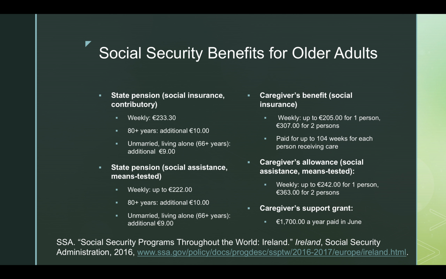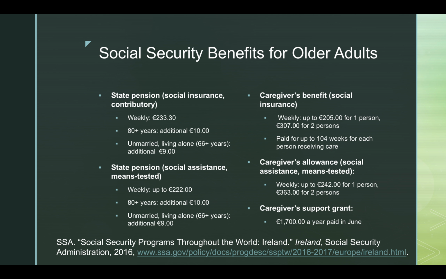One thing that I really thought set Ireland apart when researching Social Security benefits around the world was the support that they provide for caregivers. The first one I want to discuss is the Caregiver's Benefit, which is a social insurance program. Up to €205 a week is paid if a caregiver is caring for one person. €307 a week is paid if caring for two or more persons. This benefit is paid for up to 104 weeks for each person receiving care by the caregiver.